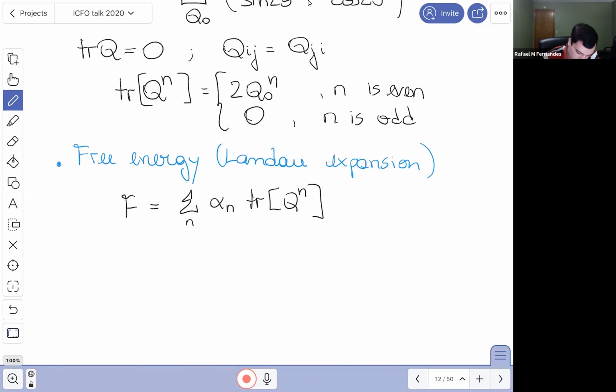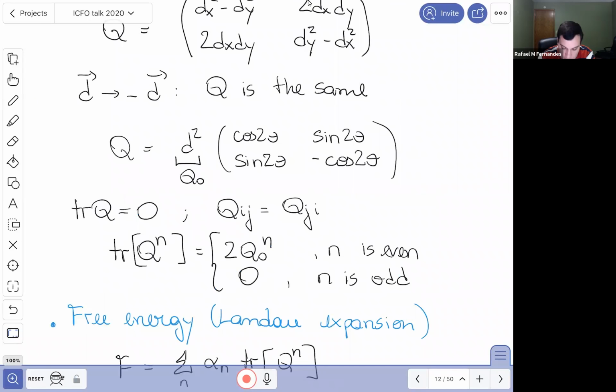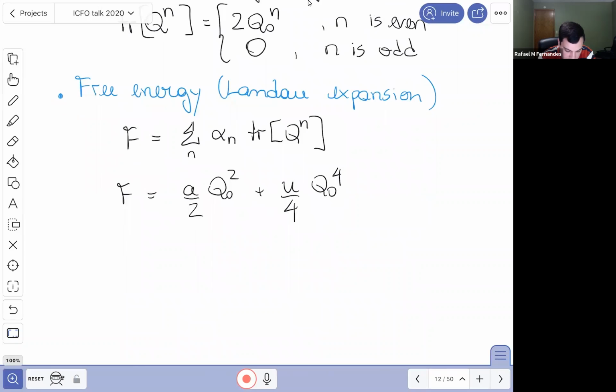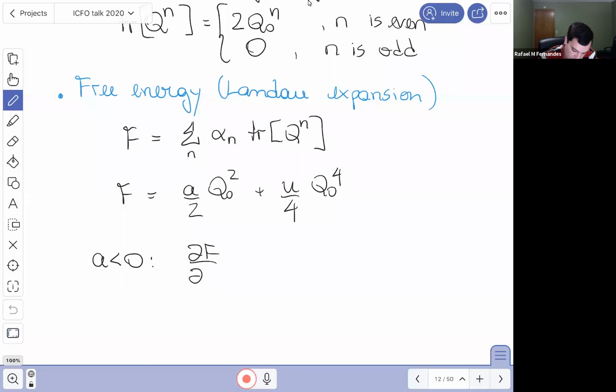So in this sense, what you get for your free energy, if you do an expansion to the leading powers, is A over 2 Q naught squared plus U over 4 Q naught to the power 4, and so on. This is just the standard Landau theory of the standard phase transition that you learn. Okay? But what you see immediately is that this free energy does not depend on the angle theta, right? It's completely independent. This means that when I have nematic order, so when A becomes negative, that's when I minimize this free energy and get a solution, right? You see that you fix this Q naught, but the angle can be whatever it wants.